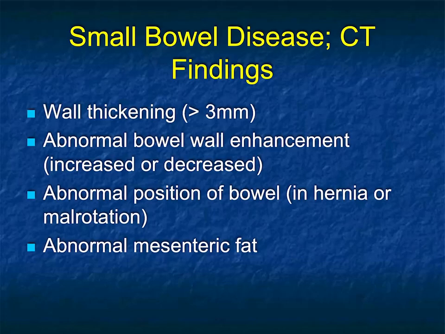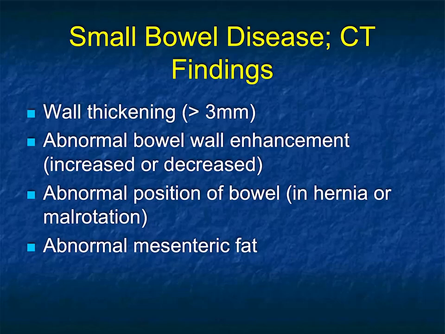Now, when you talk about small bowel disease on CT, we talk about things like wall thickening above 3 millimeters. We talk about abnormal bowel enhancement, whether it's increased or decreased. Sometimes you'll have decrease with ischemia, but sometimes you'll have increased when the patient is hypotensive. One of the critical signs when we talk about hypotensive patients is bright bowel enhancement, bright adrenal glands, and a flat IVC.